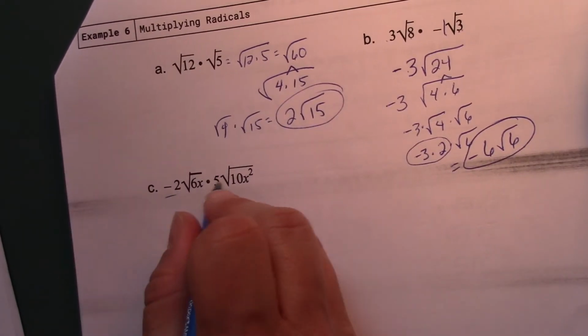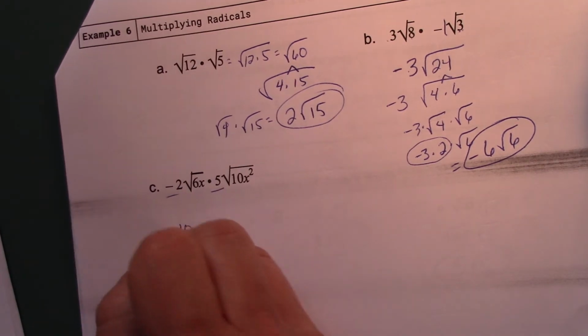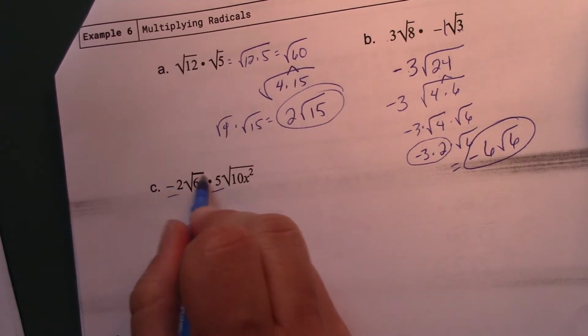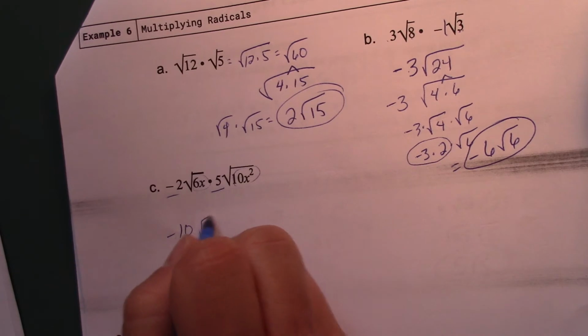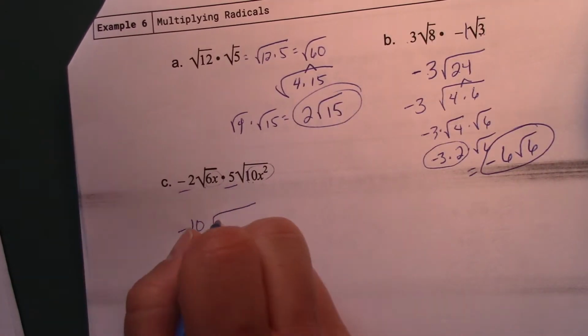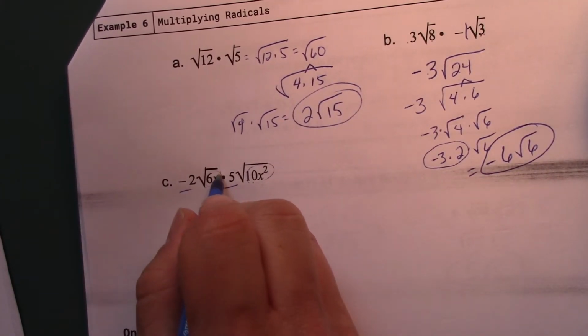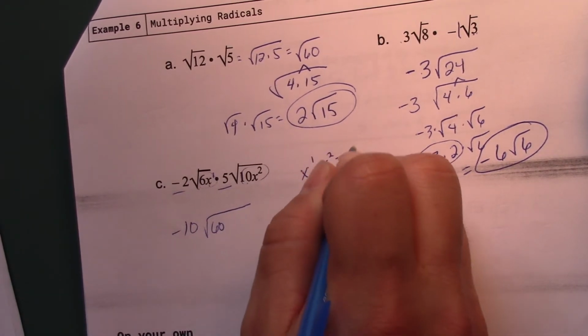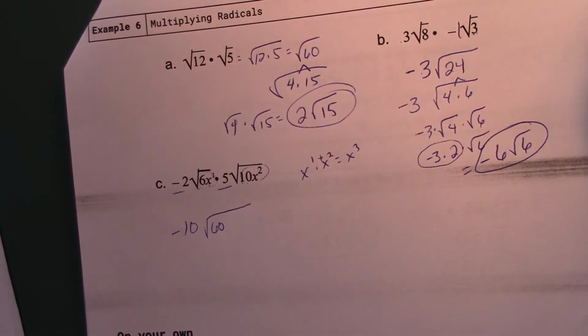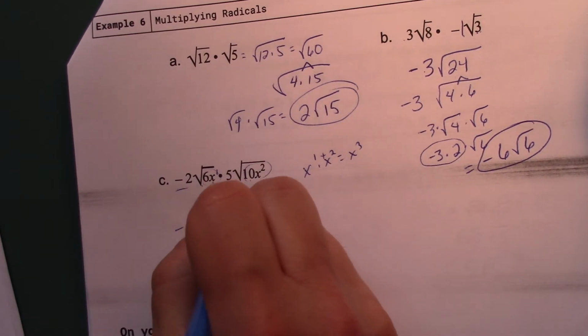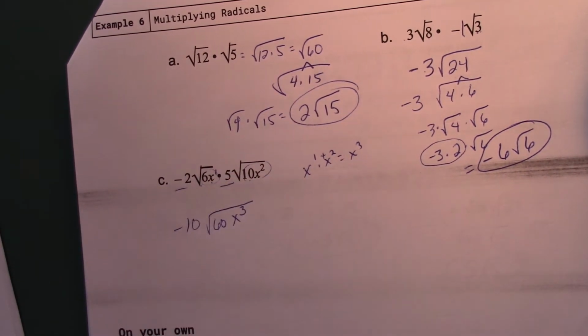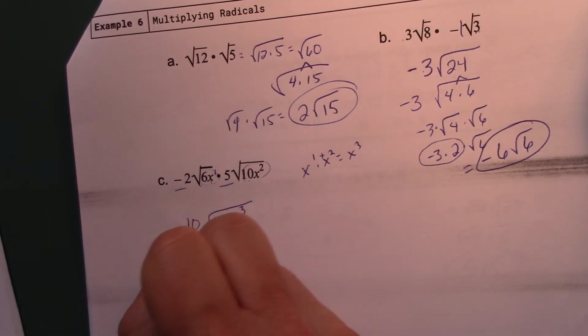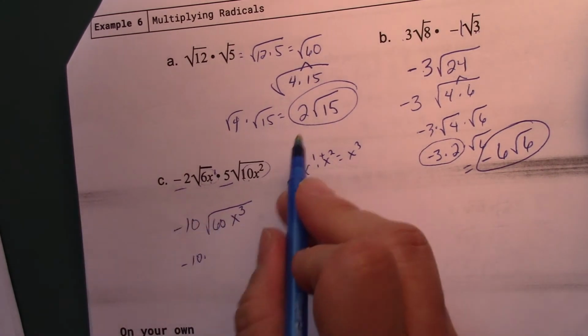Let's take a look at C here as well. Again, you times what's outside by what's outside, so I get negative 10 from those two. And then what's inside with what's inside. So I get square root of 6 times 10, which is 60. x to the 1 times x squared, if you remember, is x cubed, because you would add those exponents together. And I get x cubed underneath here. And this is going to get a little crazy because we can split those up. So this is negative 10 times, we already did 60.